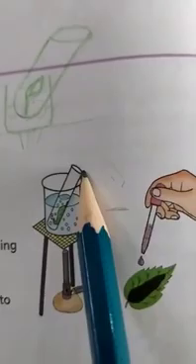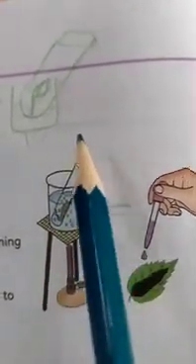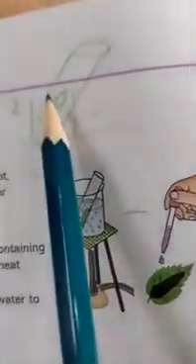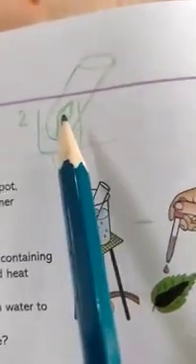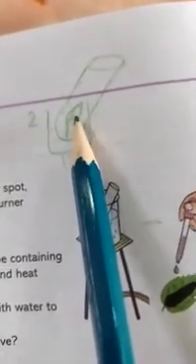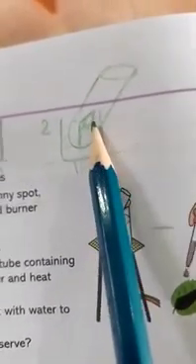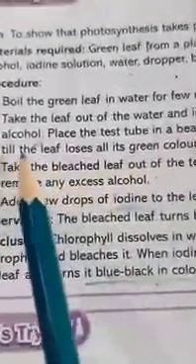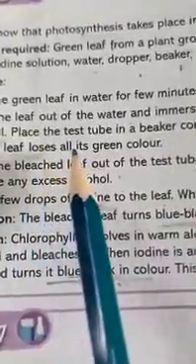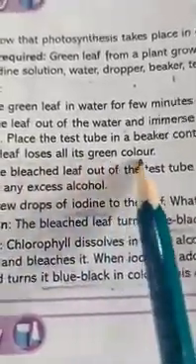Now, second point: take the leaf out of the water and immerse it in a test tube containing alcohol. Dear students, just see the test tube, which is containing alcohol. We have to put this leaf into the test tube containing alcohol. Now, third point: place the test tube in a beaker containing water and heat till the leaf loses all its green color.